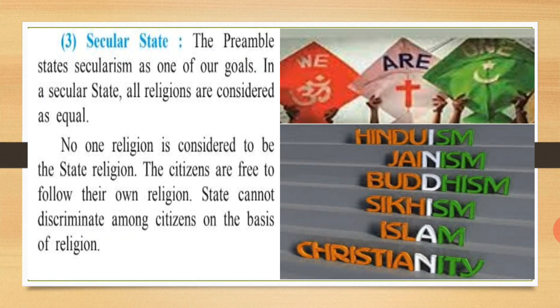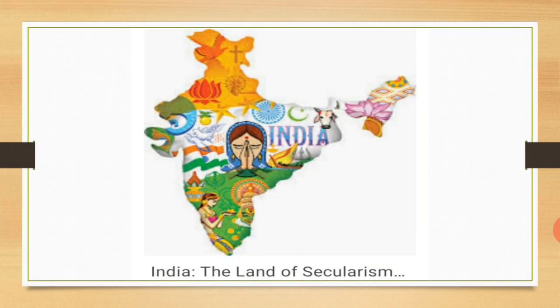So you see the second picture. Our country, India, has many religions like Hinduism, Jainism, Buddhism, Sikhism, Islam, Christianity, and many more. See how beautifully the word Indian depicts that we are one in spite of the differences in us, in spite of different religions and cultures. India is the land of secularism, where all religions are considered equal, and no importance is given to a particular religion. All have their own priorities and importance.